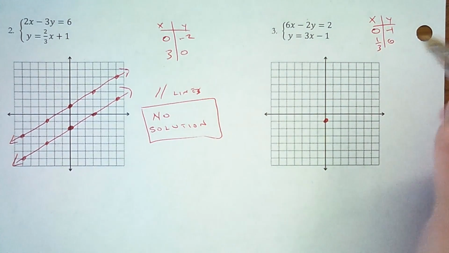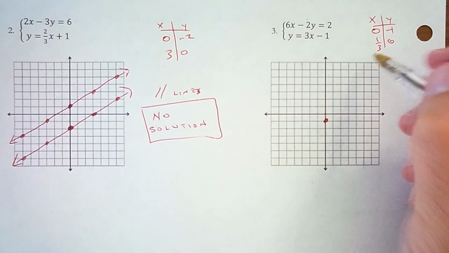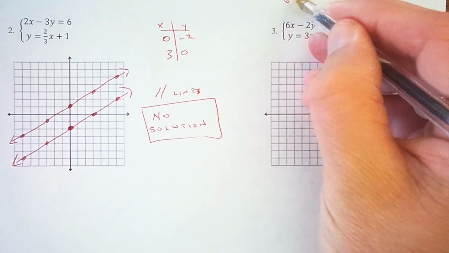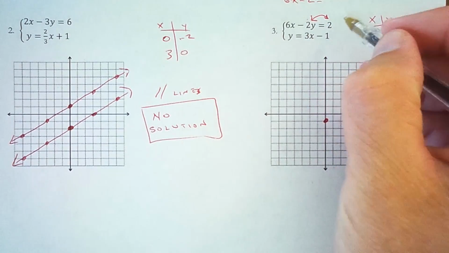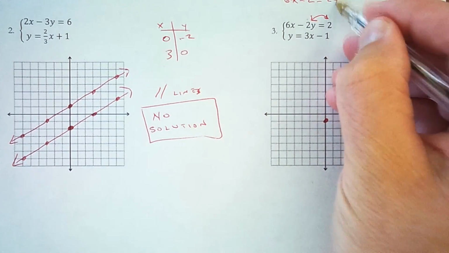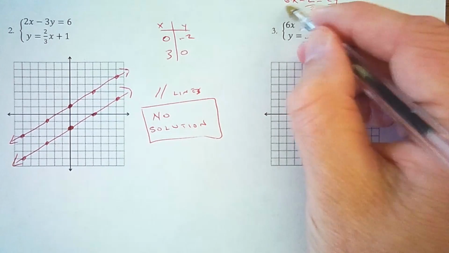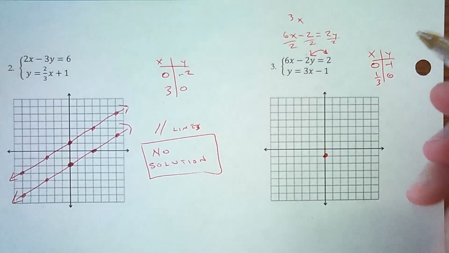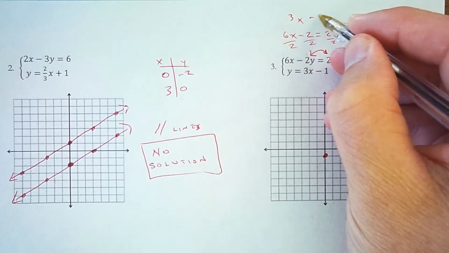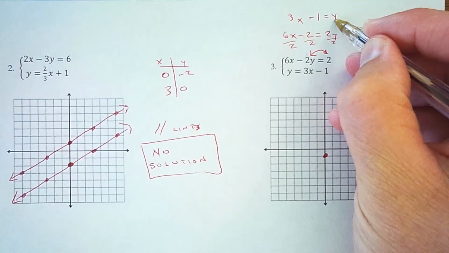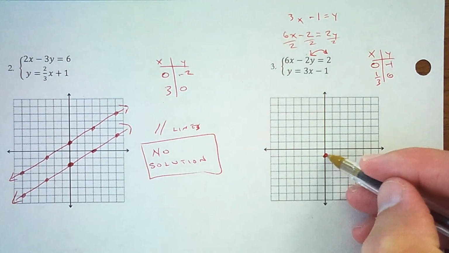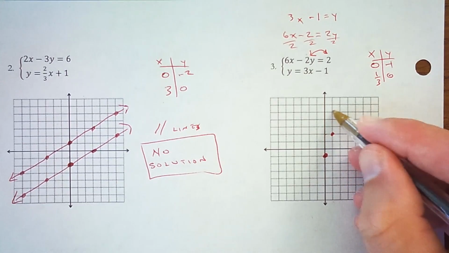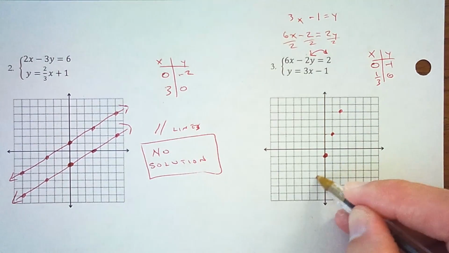And that's going to be kind of hard to graph, so let's just go ahead and change this one to slope-intercept form. So if I was just to switch these, I would get 6x minus 2 equals 2y, and divide everything by 2, and I'll get 3x minus 1 equals y. So I've got a y-intercept of negative 1, which is what I got here, and then a slope of 3, so up 3, right 1, and down 3, left 1.